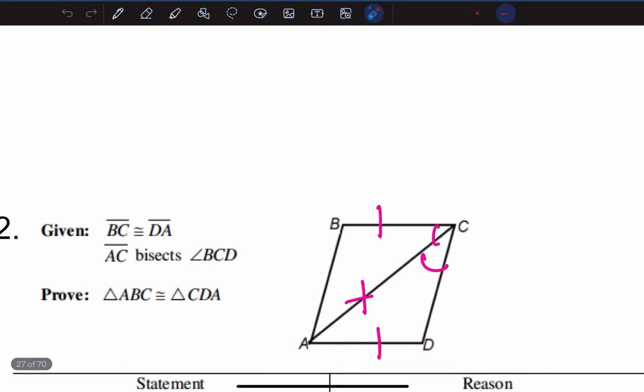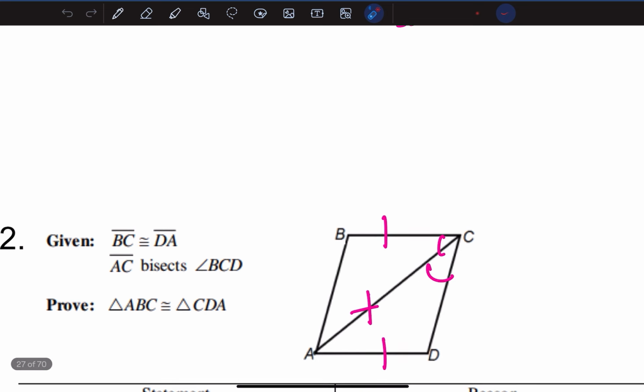The next one, BC is congruent to DA. So you mark that right away. I have a set of congruent sides. You know that AC bisects BCD. So again, bisect is to split it into two congruent pieces. So I have a side, an angle, and if you look, there is a shared side, so I'm going to use reflexive as well and prove that these are congruent by side, angle, side.